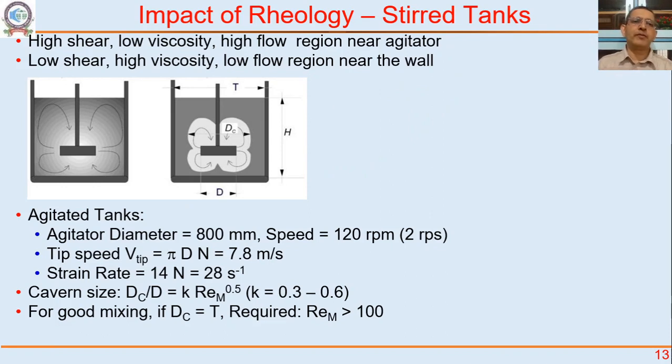What is the impact of this rheology? So imagine that there is a stirred tank. We are having a tank. We are agitating that with some agitator. We saw that we need a good agitation for making this fluid mix very properly. So one of the ways is to have an impeller. So wherever this impeller is rotating, we will have high velocities near the impeller, which means high strain or high shear near the impeller.